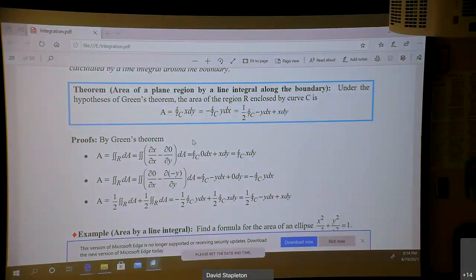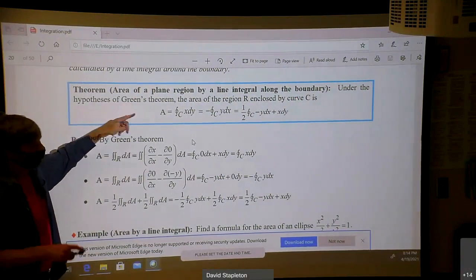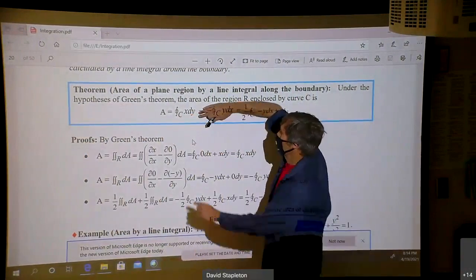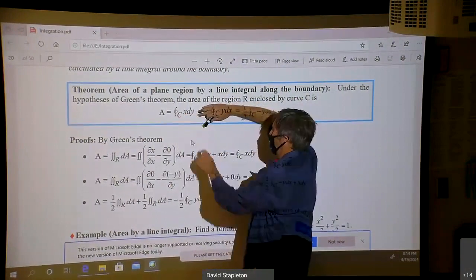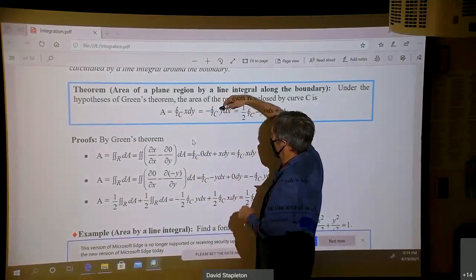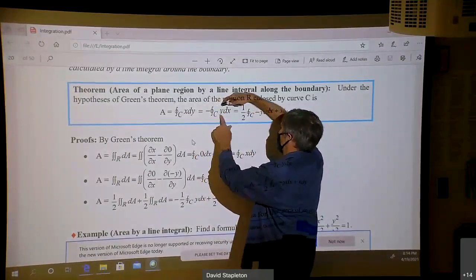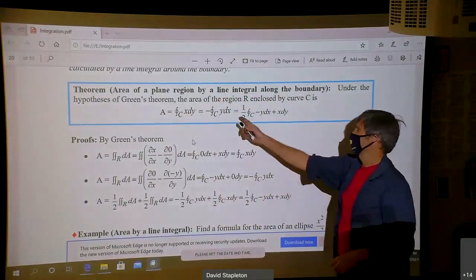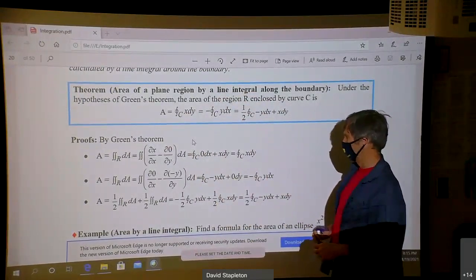One implication of Green's theorem is that you can evaluate the area of a plane region by doing a line integral along its boundary. How about that? You integrate along the boundary and get the area. Under the hypotheses of Green's theorem, the area of the region R enclosed by a curve C can be evaluated by taking the line integral around the path of x dy. Or you can take the integral of minus y dx around the curve. Or you can take 1/2 of this one and 1/2 of this one, or 3/4 of this one and 1/4 of this one, any combination you like.